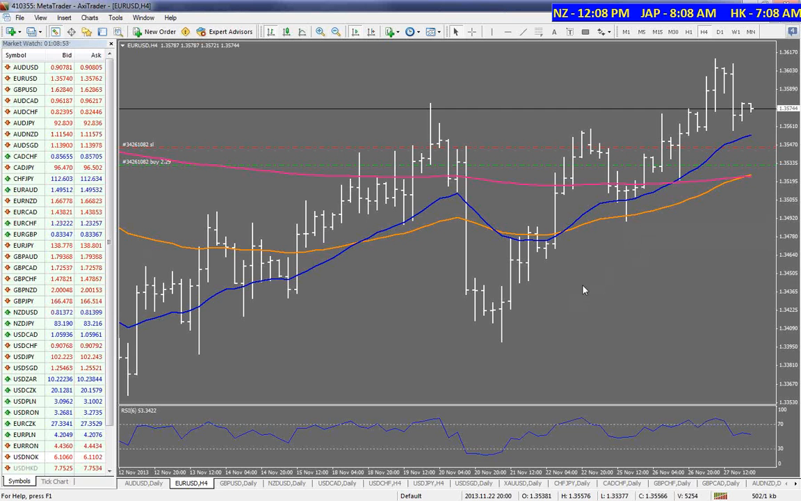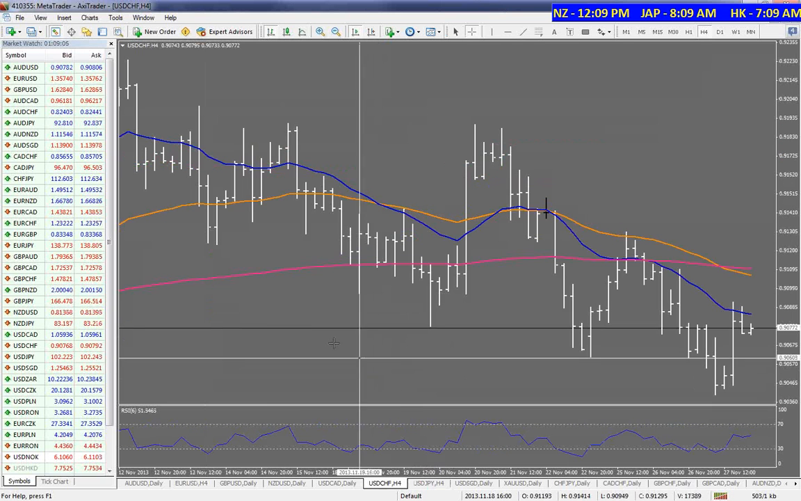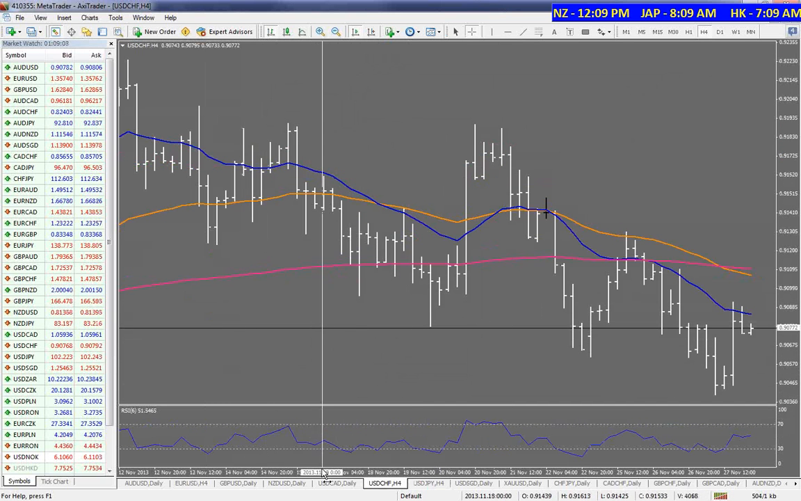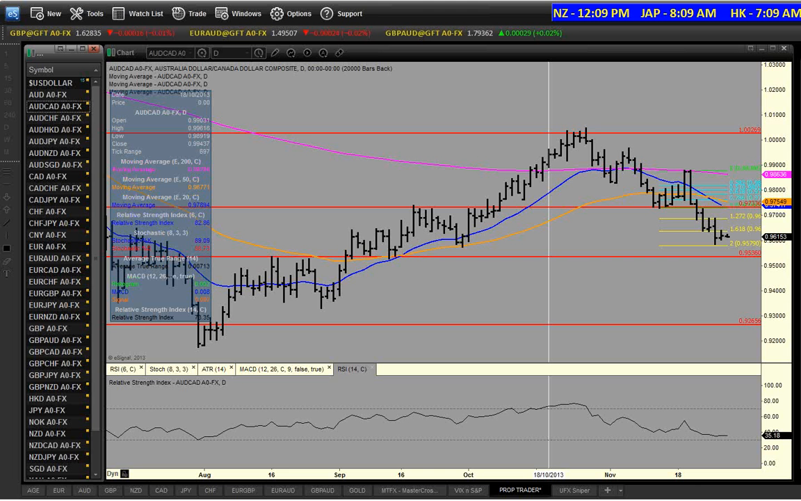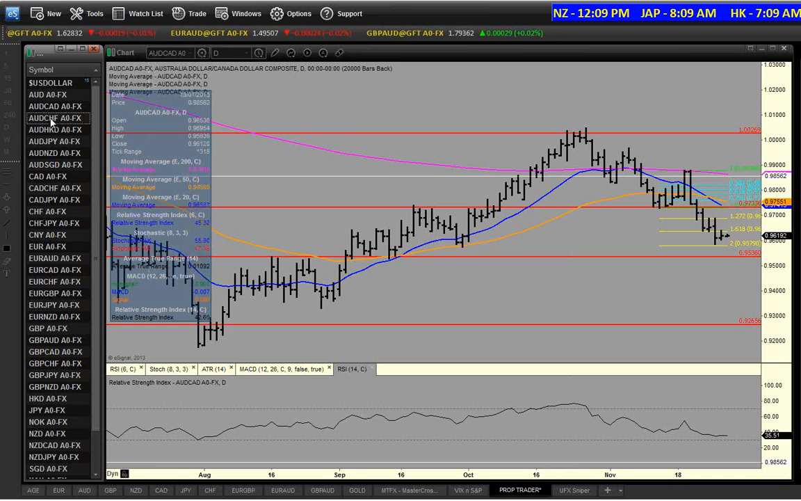And that's the reason for my preference. And the Swissy generally benefits from safe haven flows as well, as does the yen and the US dollar. So yeah, I prefer to trade the Euro rather than the Swiss, but that's just because I'm already in that as well.